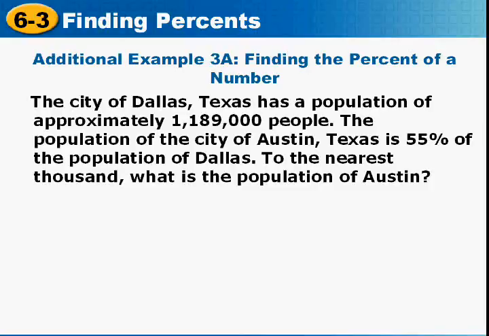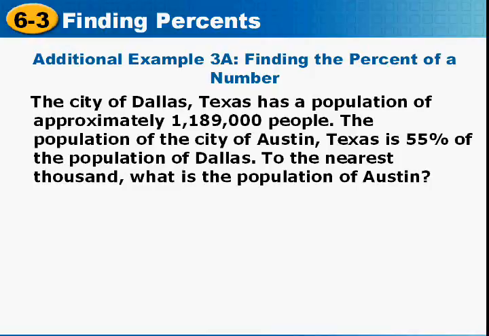So, here's another example where we don't have a list. We're not figuring out what the rest is, so this is a little different. The city of Dallas, Texas has a population of approximately 1,189,000 people. The population of the city of Austin, Texas is 55% of the population of Dallas. To the nearest thousand, what is the population of Austin?